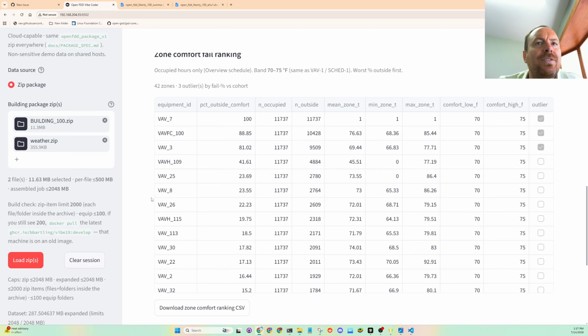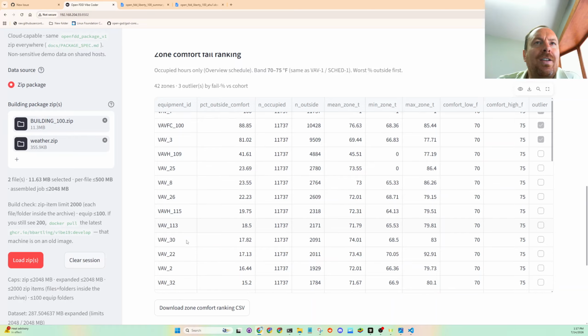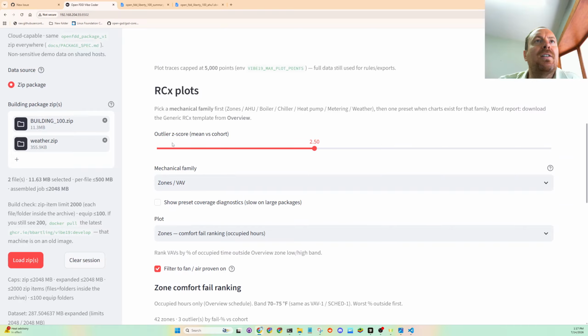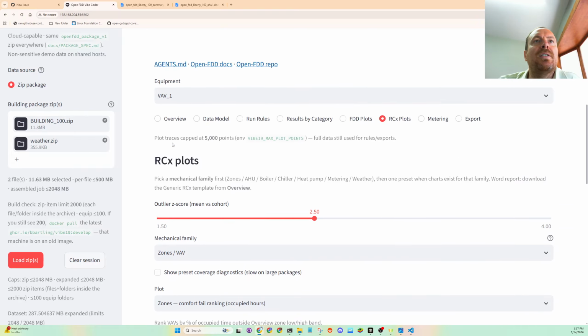Trying to wrap this video up, but I'll probably tell the client that I wouldn't be surprised if these zones have something to do with the air handling unit 1 system. That looks kind of odd. So I'll send that to the client.